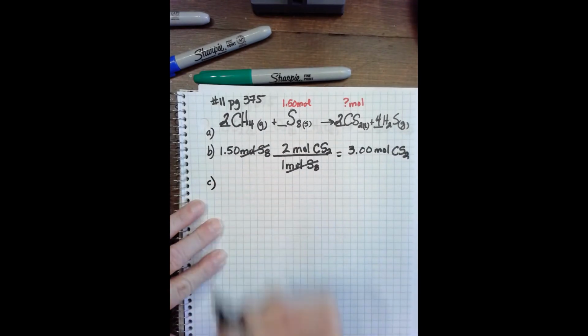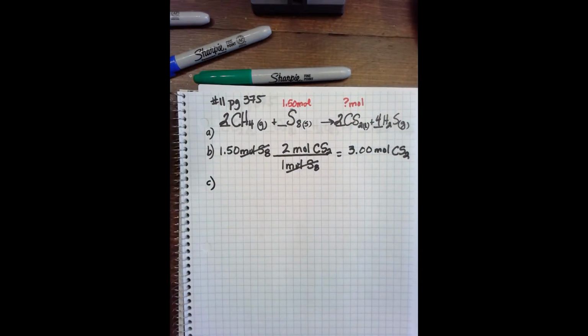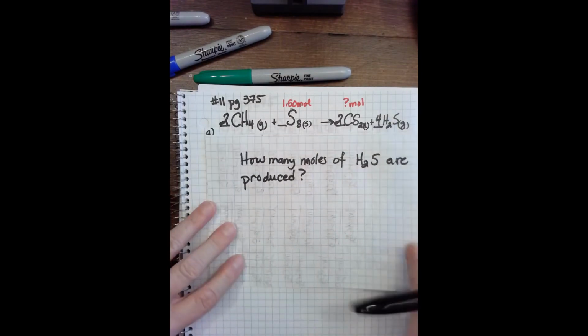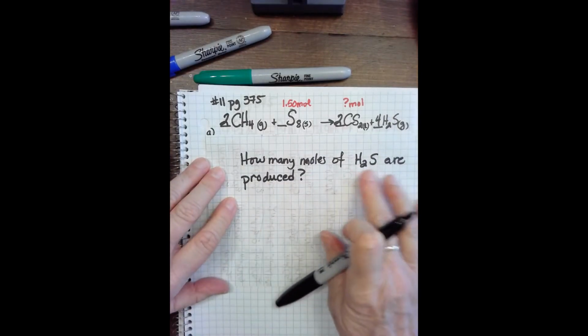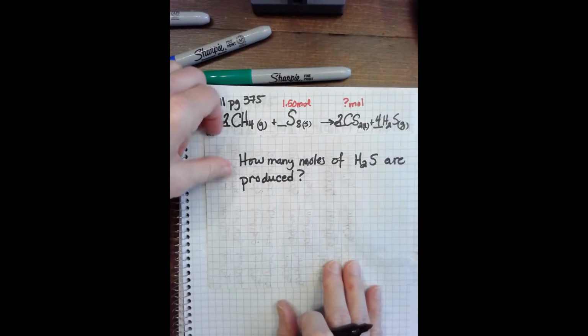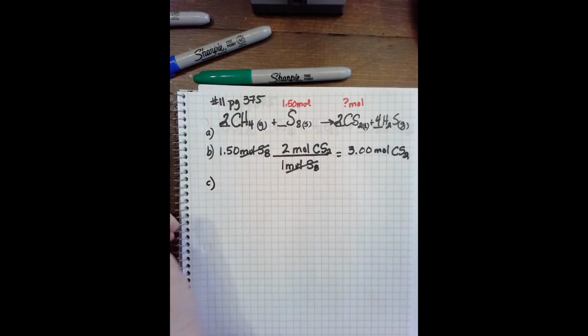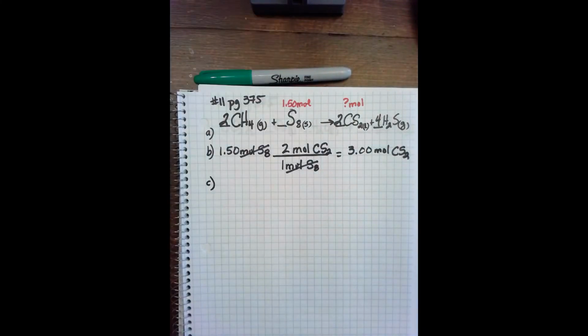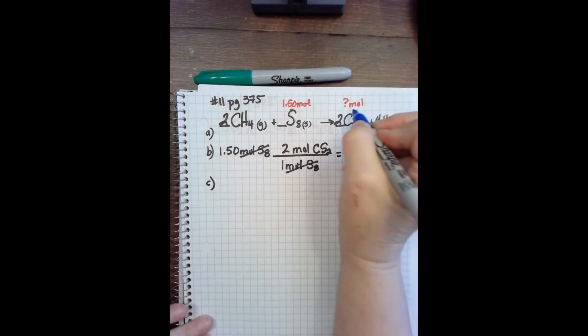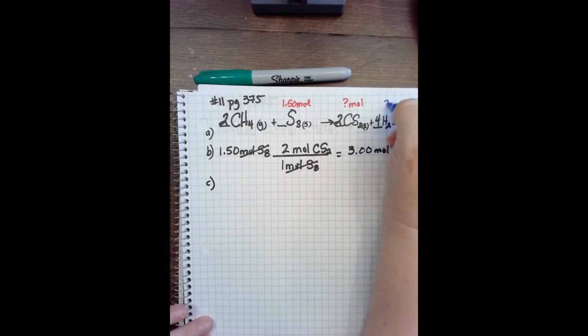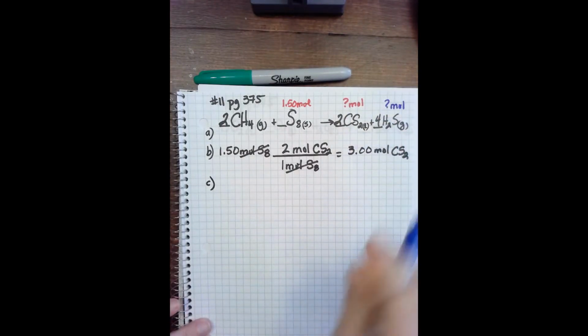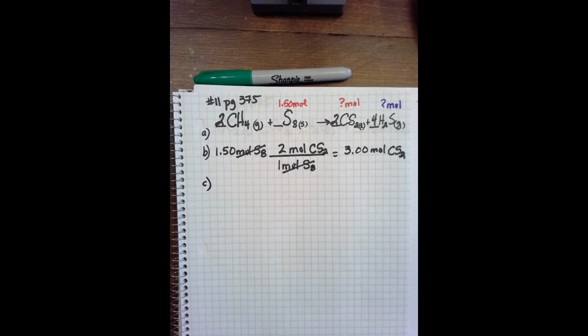Let's look at letter C. Letter C says, in that case, how many moles of hydrogen sulfide are produced? Now, we weren't given any new information, so this time I have answered this question, and now I want to know how many moles of hydrogen sulfide.